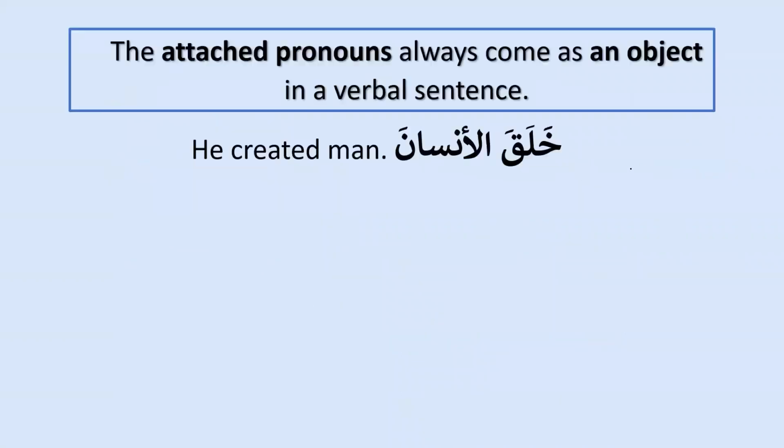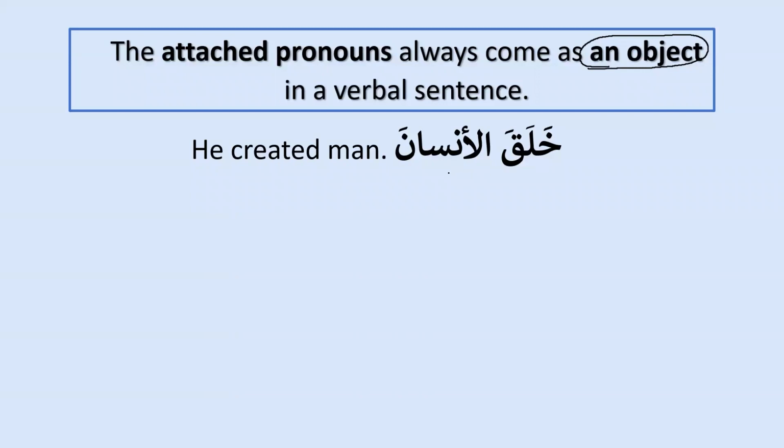Okay, what about the attached pronouns? The attached pronouns always come as an object in a verbal sentence. So whenever they are used in a verbal sentence or whenever they are connected to a verb, they will always be object, the attached pronouns. Here we don't have the attached pronoun. Here we have the regular sentence.